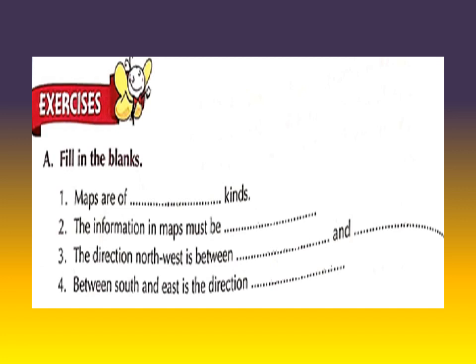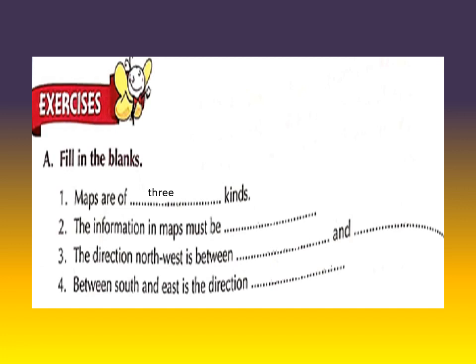Maps are of dash kinds or types, whatever it is. What will be the answer? 3 kinds. We have already learnt. Even somebody can write different kinds, that will also be the right answer. But we are doing it here.